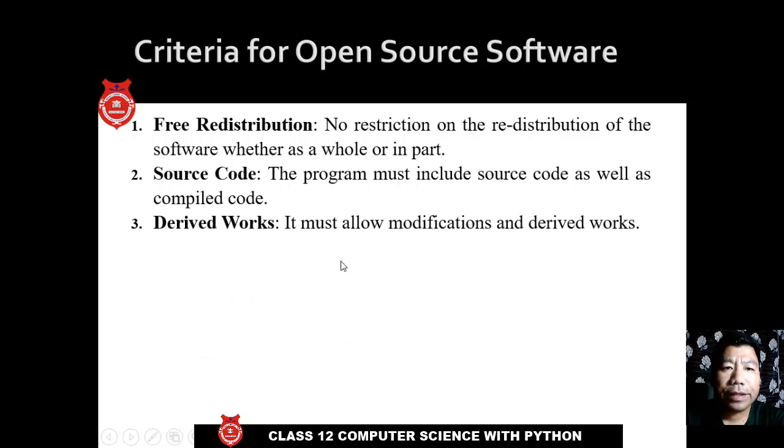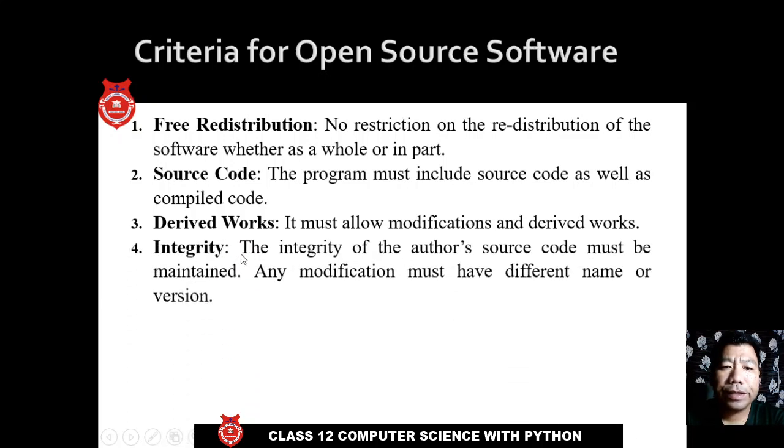Then the next criteria is derived work. It must allow modification and derived work. If the software did not allow modification, it cannot belong to open source software. So modification must be allowed.